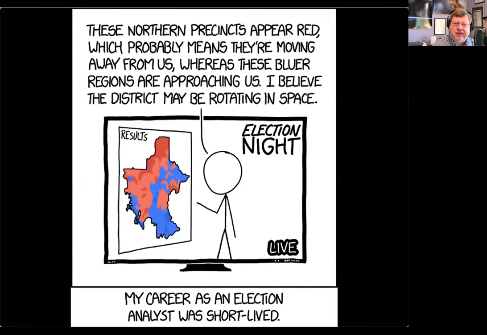The northern precincts appear red, which means they're moving away from us, whereas the blue regions are approaching us. I believe this district may be rotating in space. Anyway, sorry. I thought that was cute.